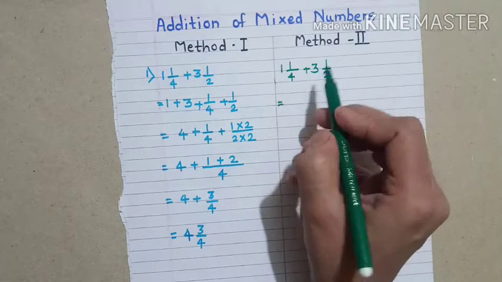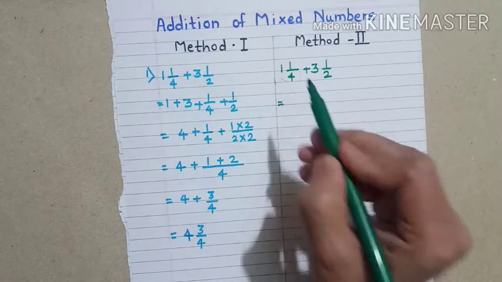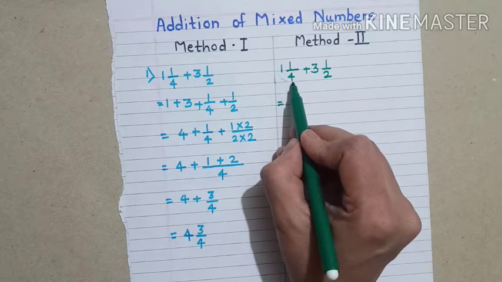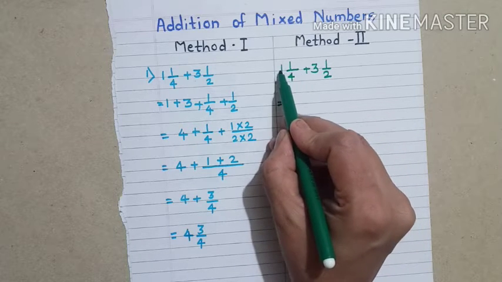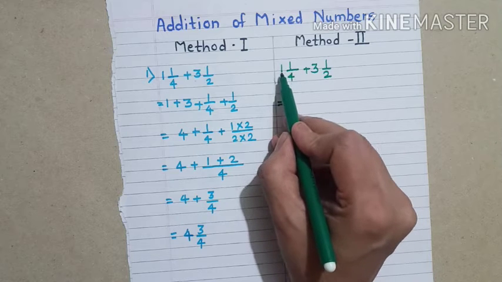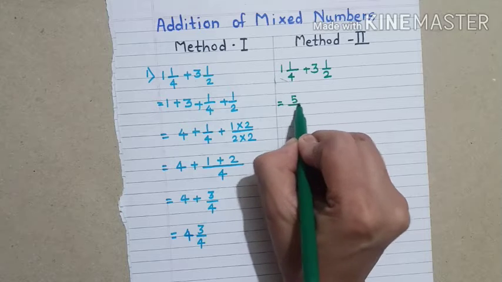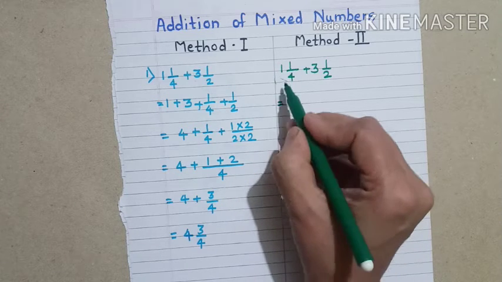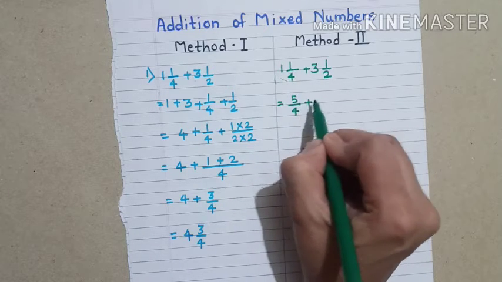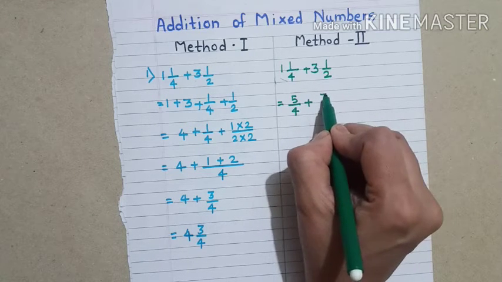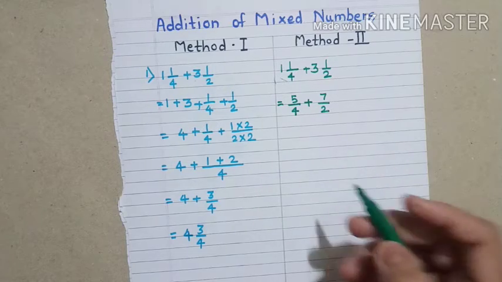So let's convert this mixed fraction into improper fraction. 1 into 4 plus 1. 1 into 4, 4, plus 1, 5. So this is the improper fraction 5 upon 4. Then 3 into 2. 3 twos are 6. 6 plus 1, 7. 7 upon 2.